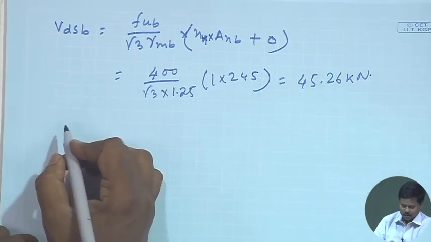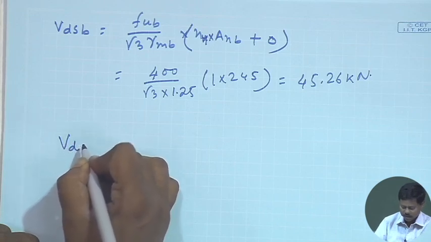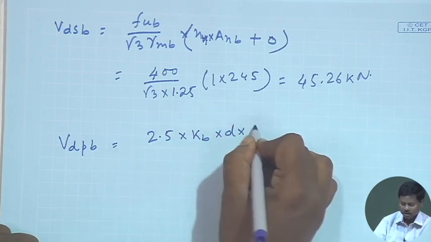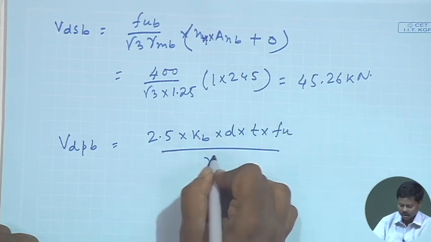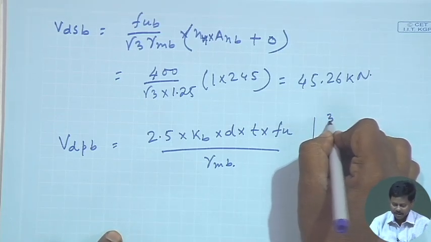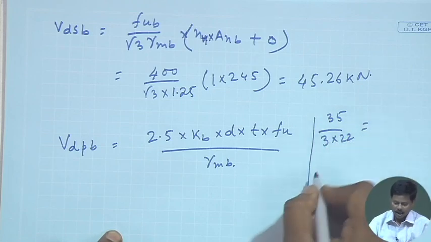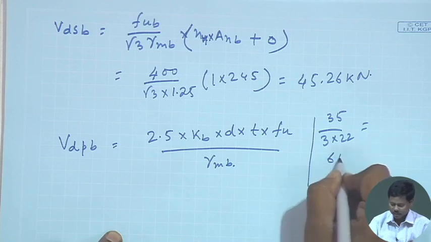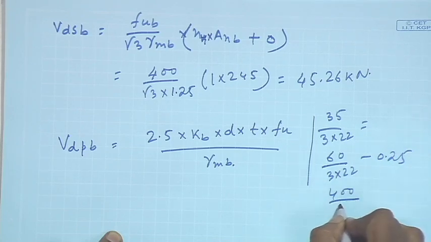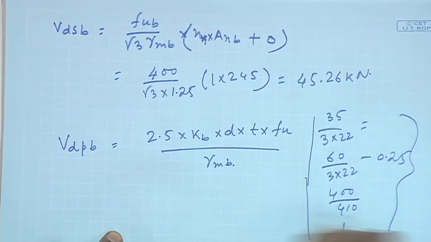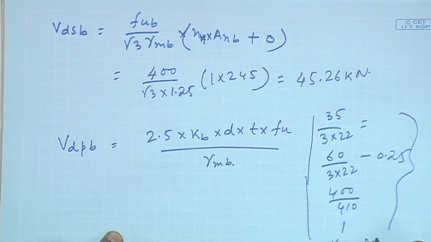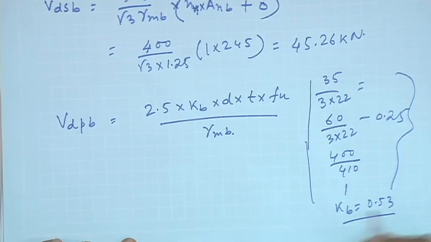and strength of bolt in bearing V_dpb, we can calculate 2.5 into Kb into d into t into fu by gamma mb, right. So, here Kb will be basically e by 3d0, and then p by 3d0 minus 0.25 and fub by fu and 1. So, least of this will become Kb, if you calculate it, that will be 0.53, right, Kb value will come 0.53.